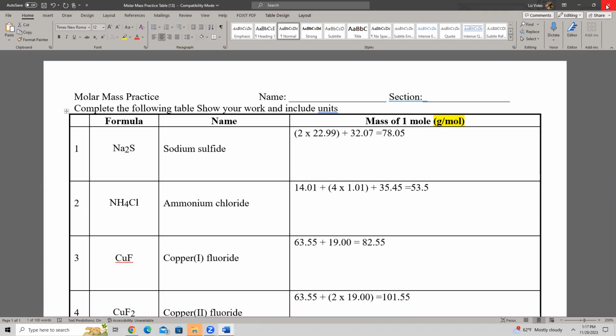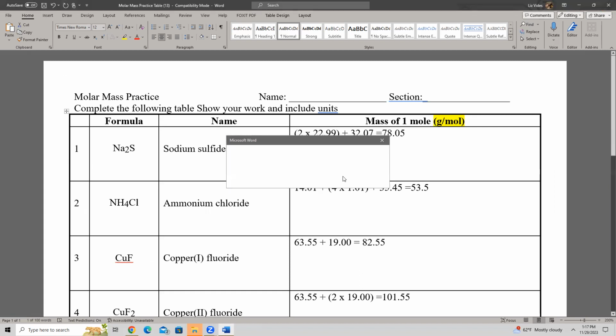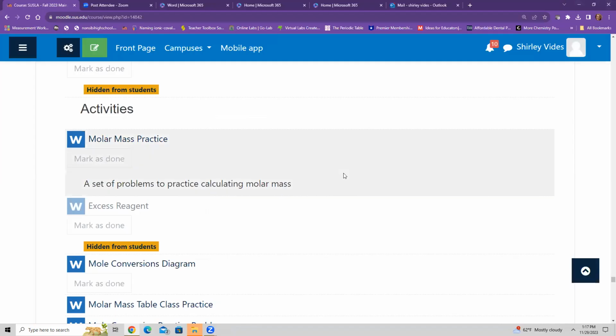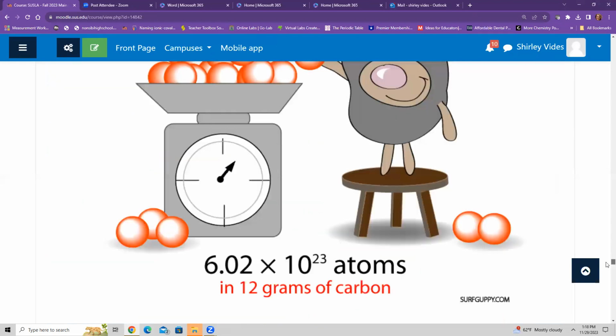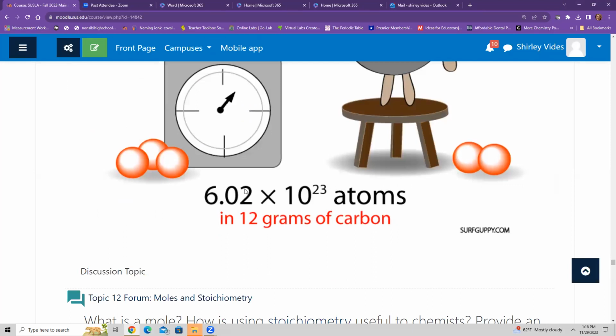Now we're going to go to moles. Moles are, okay, so if you have a dozen, how many do you have? 12. Exactly. If you have a dozen sheets of paper and a dozen chairs, which one weighs more? The chairs. Well, of course, you know this. So a dozen is a counting number, just like moles is a counting number. This number right here, 6.02 times 10 to the 23rd, is also known as Avogadro's number.